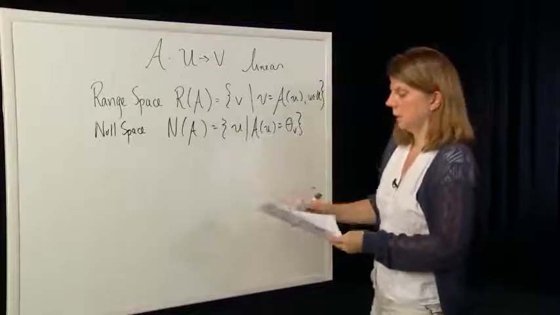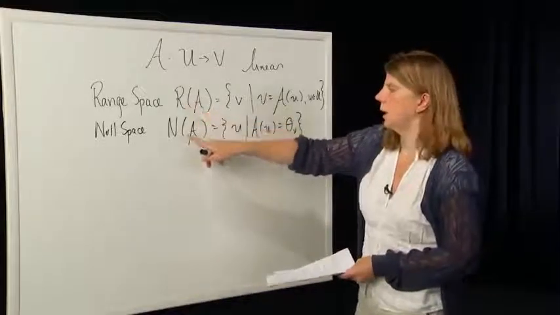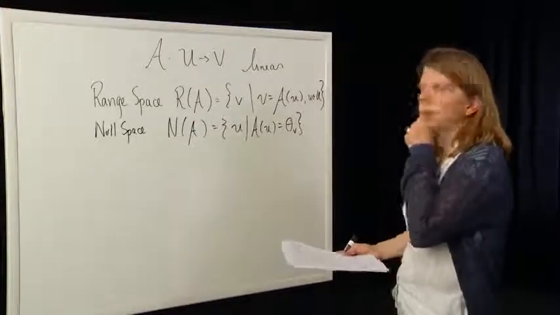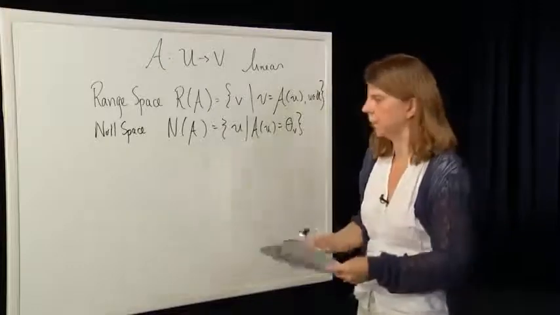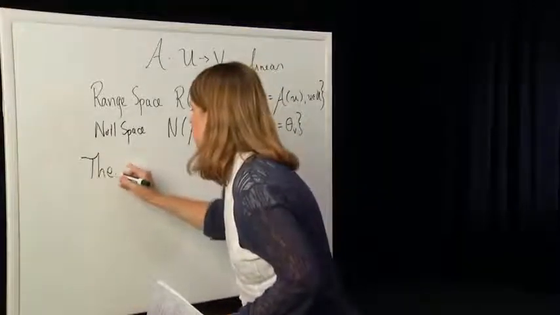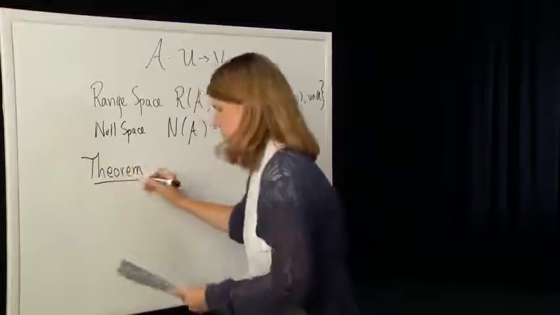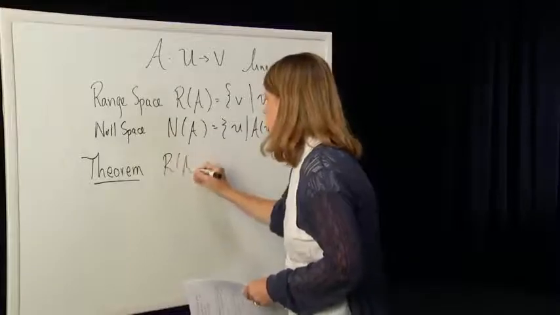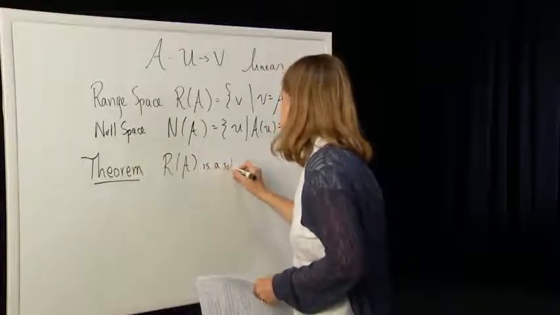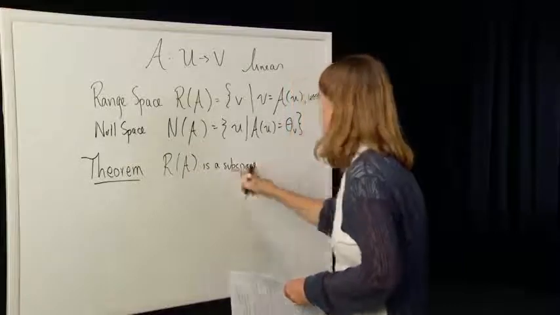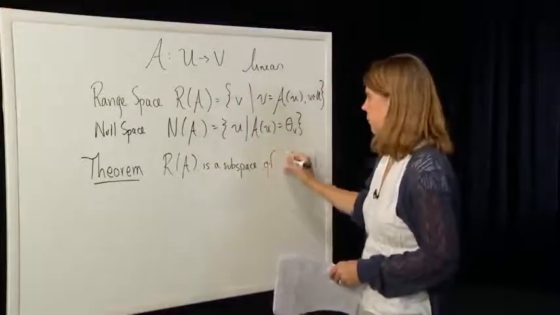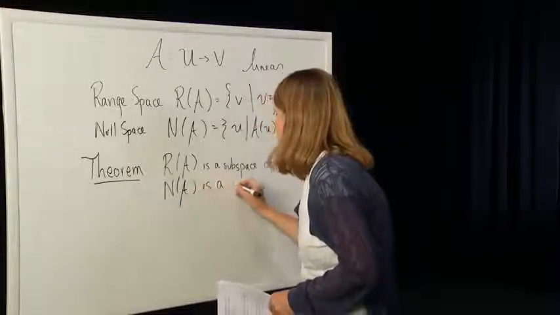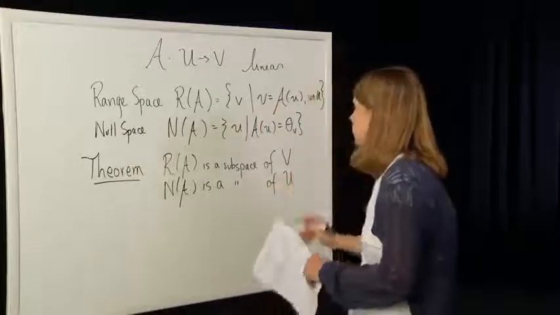We often call this the image, the range space, the image of A, and we often call the null space the kernel of A. There are two important theorems that are very easy to prove. We can prove that the range space of A is a subspace of the codomain, and that the null space of A is a subspace of the domain.